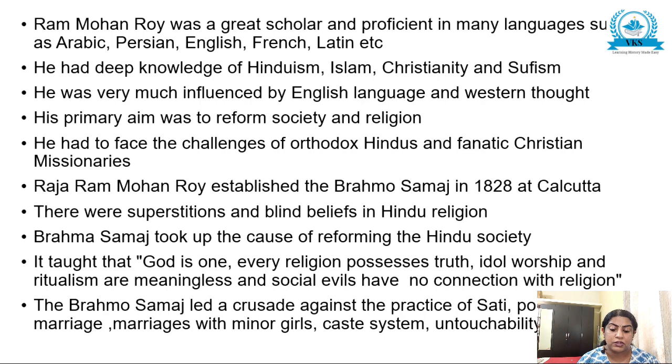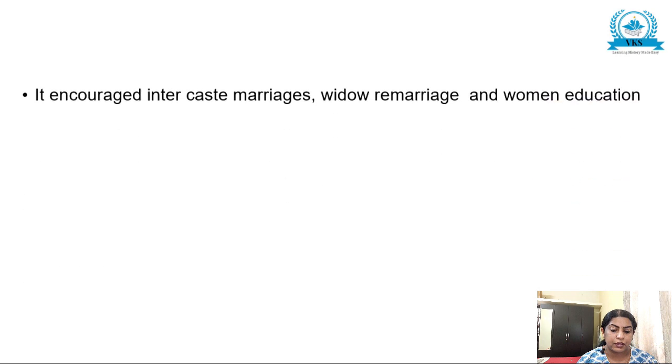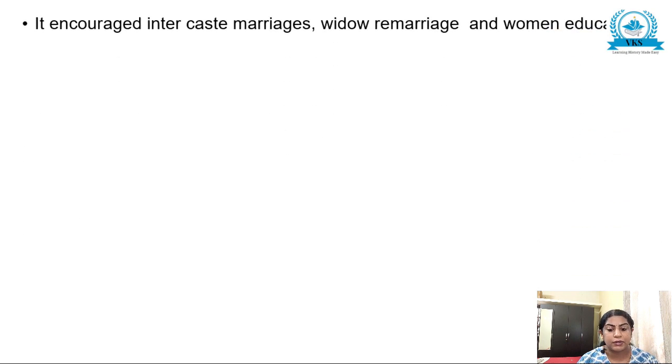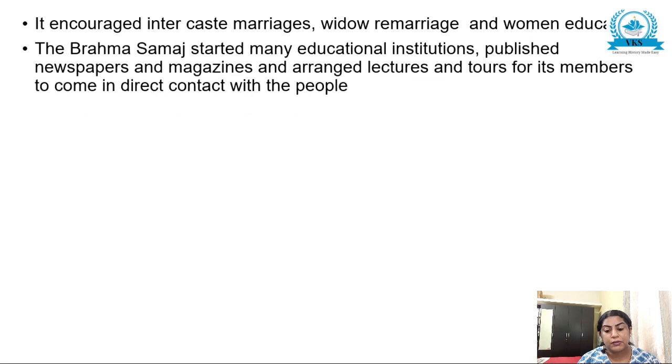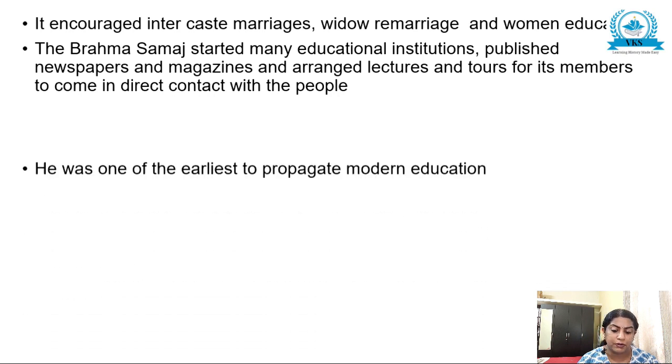The Brahma Samaj led a crusade against the practice of sati, polygamy, child marriage, marriages with minor girls, caste system, untouchability, etc. It encouraged intercaste marriages, widow remarriage and women education. The Brahma Samaj started many educational institutions, published newspapers and magazines, and arranged lectures and tours for its members to come in direct contact with the people.